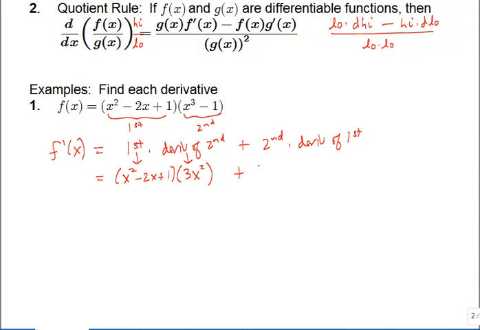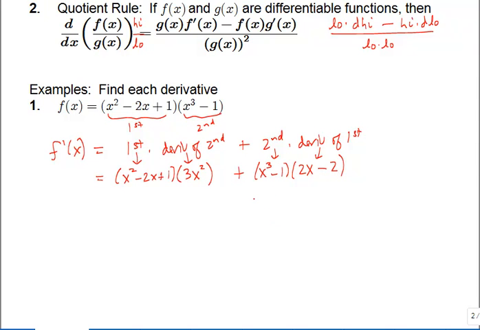Now we have to add to that the second function, just recopy it unchanged, times the derivative of our first function. And again, this is just a polynomial, so I'm going to use my power rules. The derivative of x squared, the 2 comes down, and when I subtract 1 from the power, it becomes just 2x, minus the derivative of 2x. The 2 stays there because it's a constant multiplier, and the derivative of x goes to 1. So this is just a minus 2, and then the plus 1 goes to 0 because it's a constant. So the derivative of the first is 2x minus 2, and the second function is that x cubed minus 1.